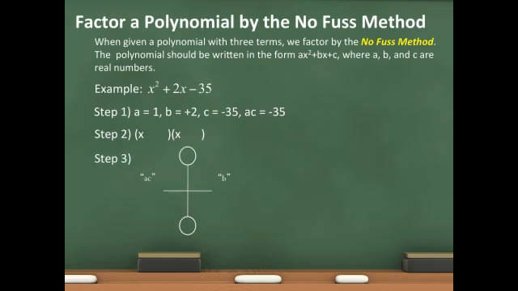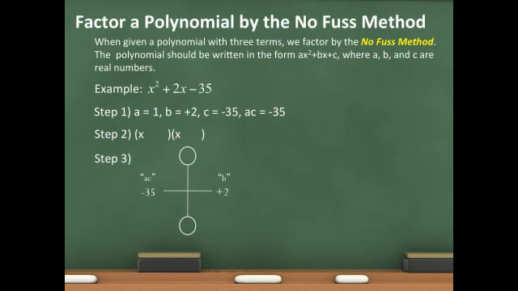In step 3, we draw a large plus sign with a circle at the top and bottom. The left side of the plus sign we label as AC, and on the right side we label as B. Since we listed what AC and B are from step 1, we write these values under the AC and B in the picture. Recall AC is negative 35 and B is positive 2.